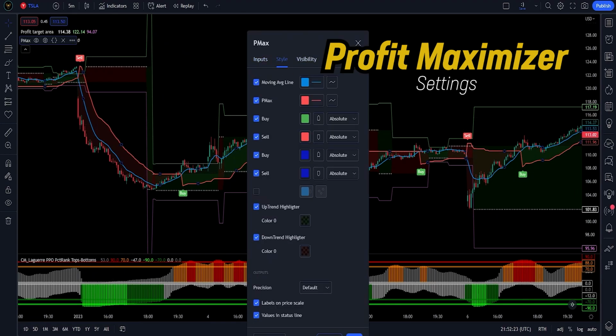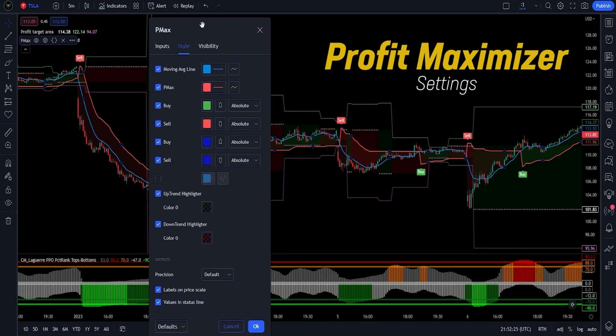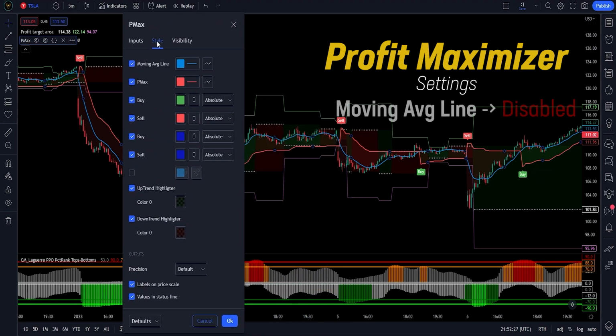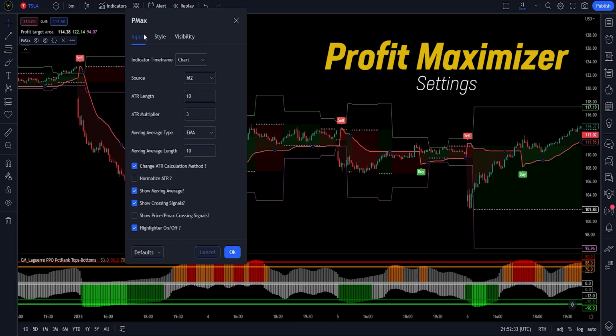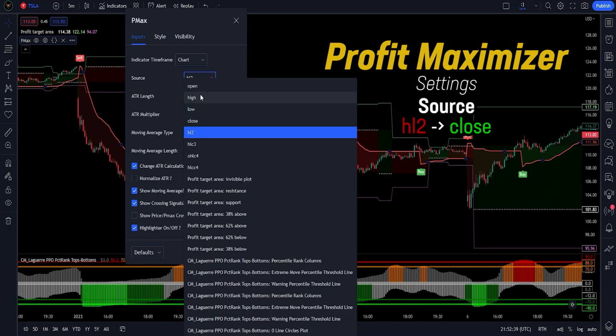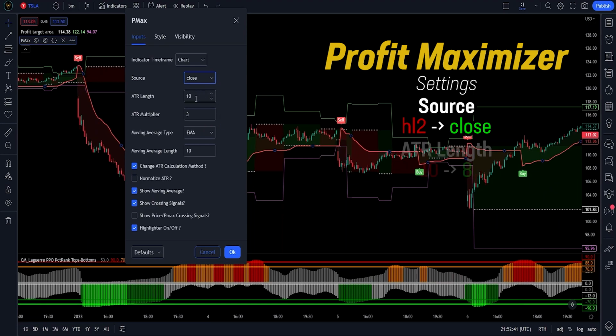Once again, let's first modify our Style tab. In here, we only want to disable the moving average line, which is this very first setting. That's all for Style, so let's move on to Inputs. We want to change these 5 settings here, so pay close attention. We want to change source from HL2 to close. Next, the ATR length should be 8 instead of 10.